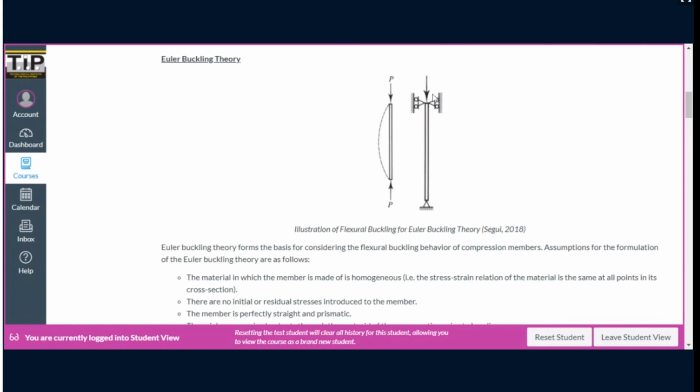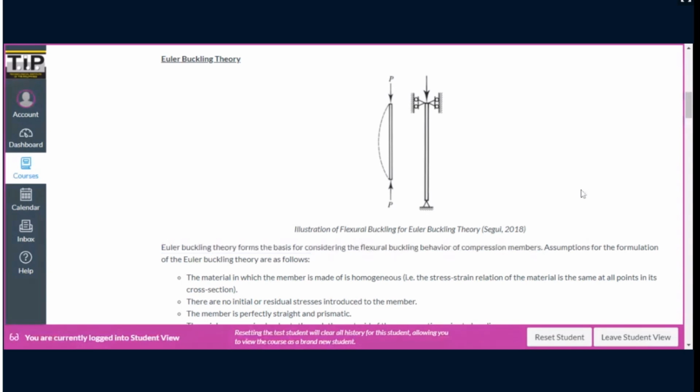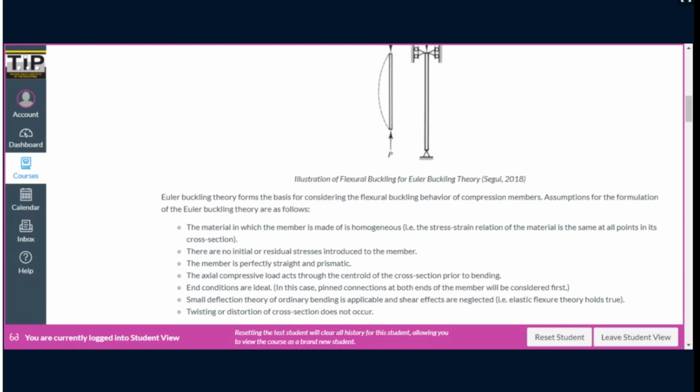Let's assume that we have a simply supported column subjected to compression forces like this one. Euler buckling theory forms the basis for studying the flexural buckling behavior of compression members. Before we proceed with the theory itself, what are the assumptions that we should make for the theory to be valid?